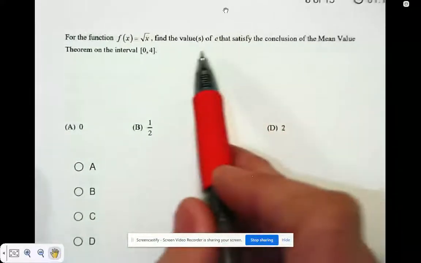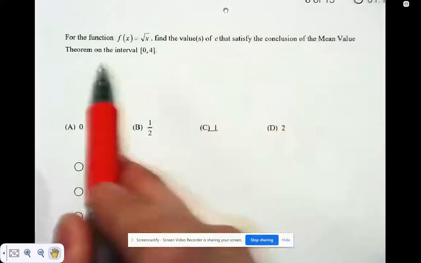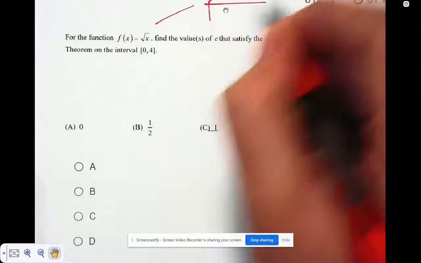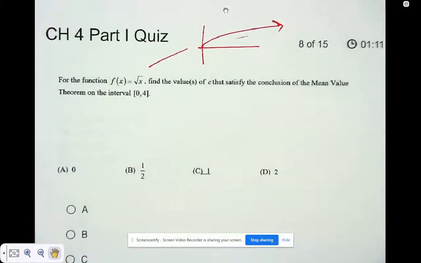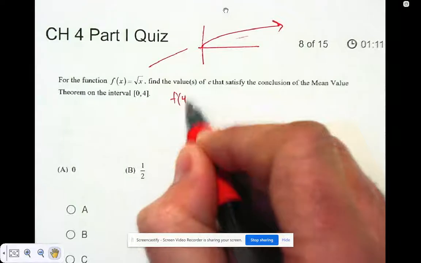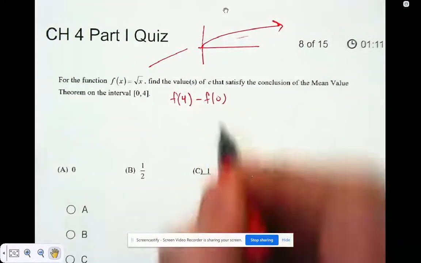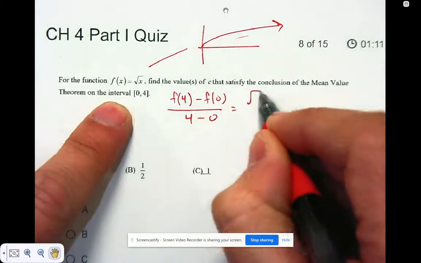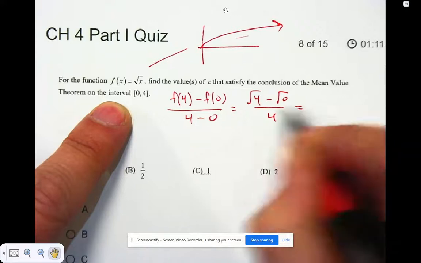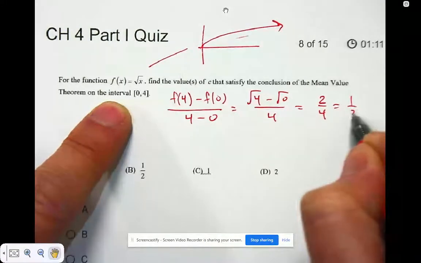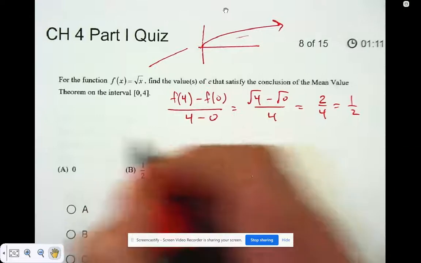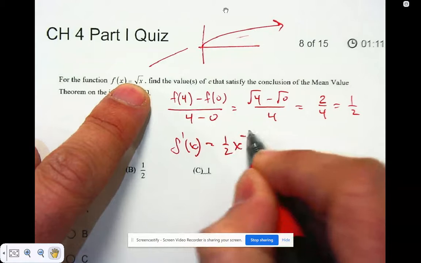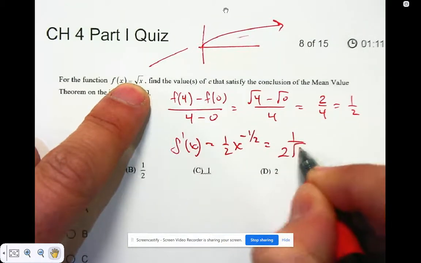Given this function, find the values that satisfy the conclusion of the mean value theorem. There's clearly an answer. You do know that this function looks like this. It is continuous and differentiable, so you're good to go. Mean value theorem says find the slope through the endpoints. F of 4 minus f of 0 over 4 minus 0. Okay. F of 4 is root 4 minus root 0 over 4, which is 2 over 4, or 1/2. Nothing tricky yet. F prime is the derivative of that. X to the 1/2, the derivative is 1/2 x to the negative 1/2, which is 1 over 2 root x.